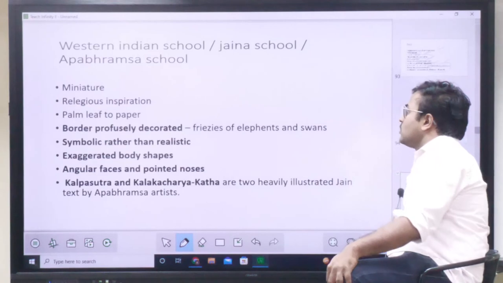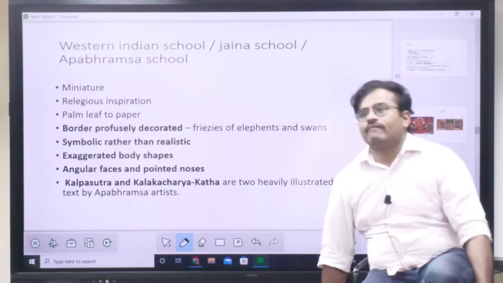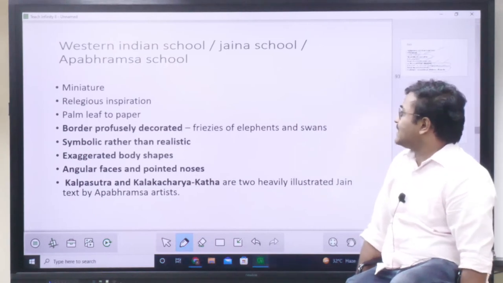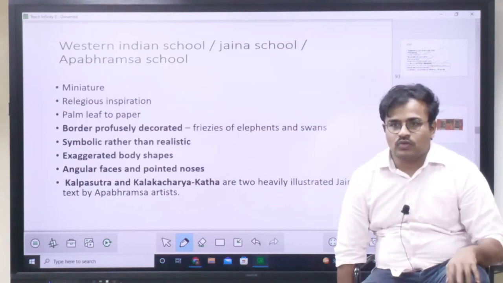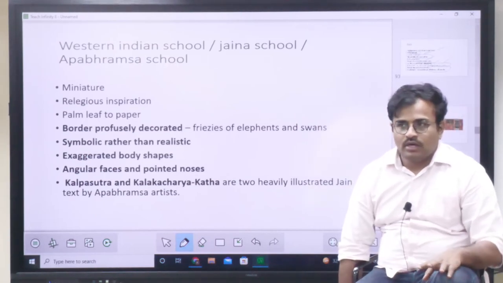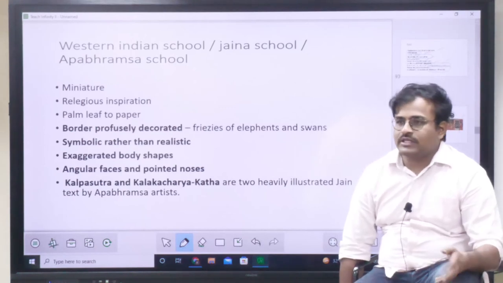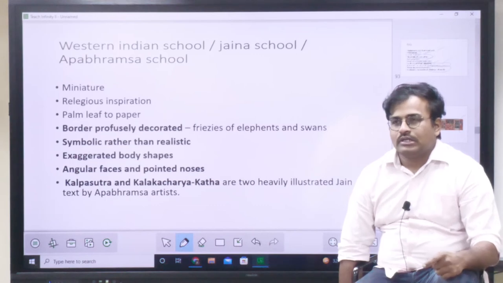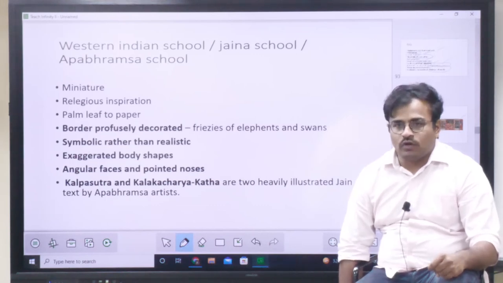The next school is known as Western Indian School or Upper Brahmasa School. It is also known as the Jain School of Painting. So three names, same painting tradition. This painting tradition was mainly present in the Gujarat and Rajasthan region, and this is also a Pothi format of painting.